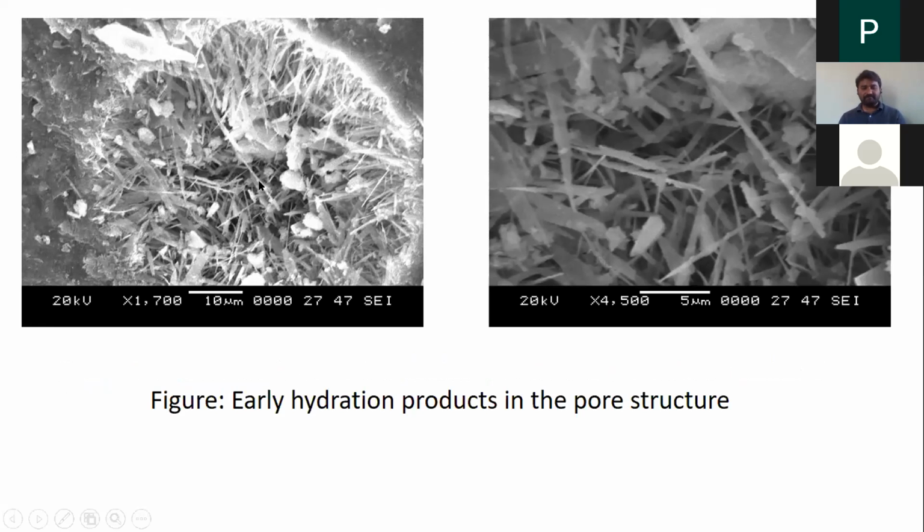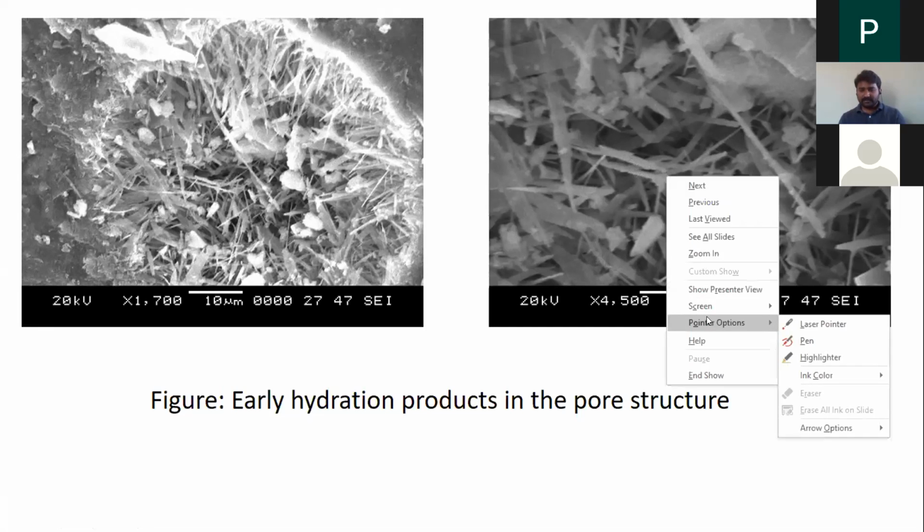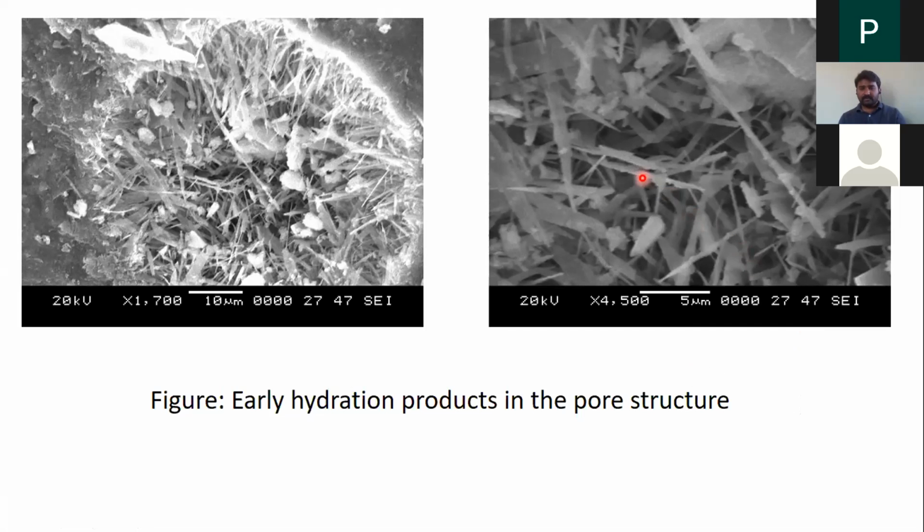The same image, if I zoom it to around 4500x zoom, you can see the needle-like structures here. Even on this particular portion, you can go for higher resolution, up to 25,000x. In my case, I could go up to 25,000x. If you have field emission microscopes, then you can even go for 1 lakh, 2 lakh, even 5 lakh for higher magnification.